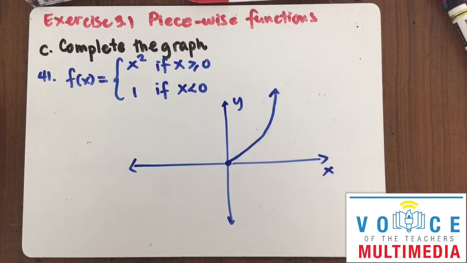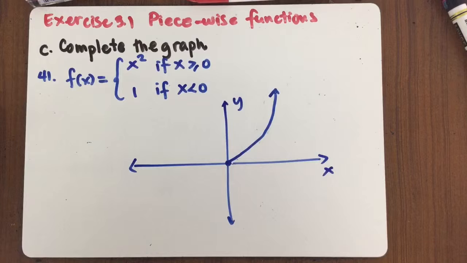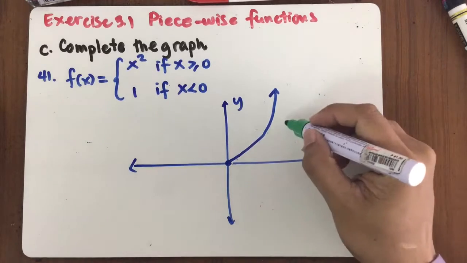Exercise 3.1, piecewise functions, complete the graph. So paano ba ito binabasa? Ganito pagbasa dyan, ano? F of x is equal to x squared if x is greater than or equal to 0. It is equal to 1 if x is less than 0. Actually, kung pakikinggan mo kung paano mo siya binasa, if you will listen to the intention of the sentence, you would know what it means and you would know how to graph it.